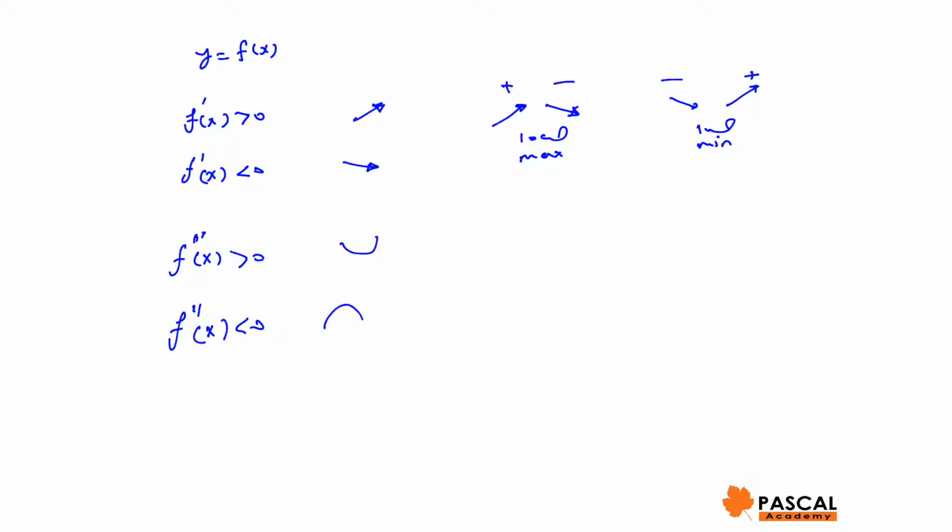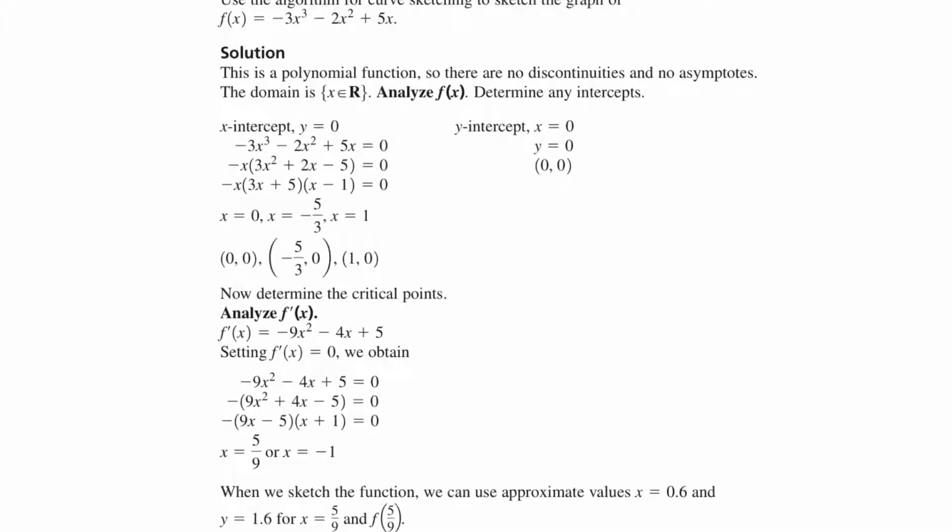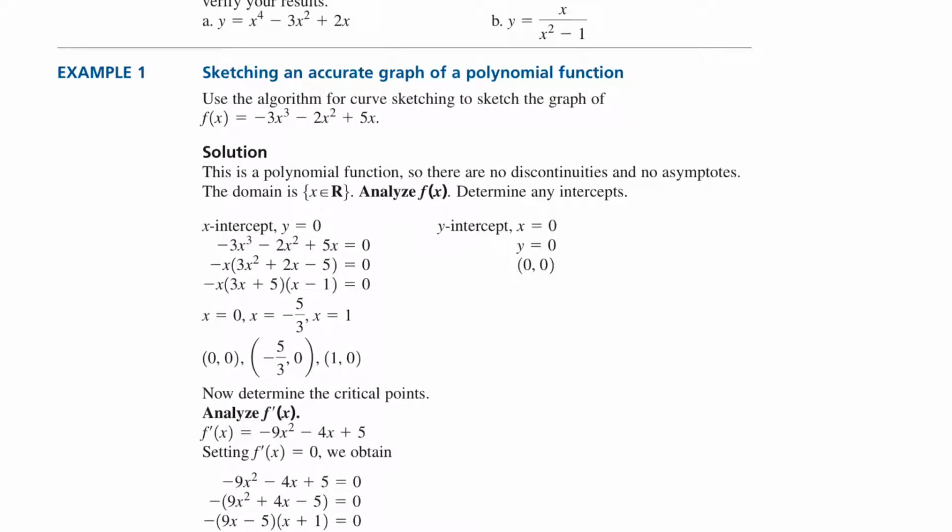A positive second derivative on an interval means the function is concave up on that interval, and a negative second derivative means the function is concave down. A point of inflection is the point at which the sign of the second derivative changes. Let's start with an example.